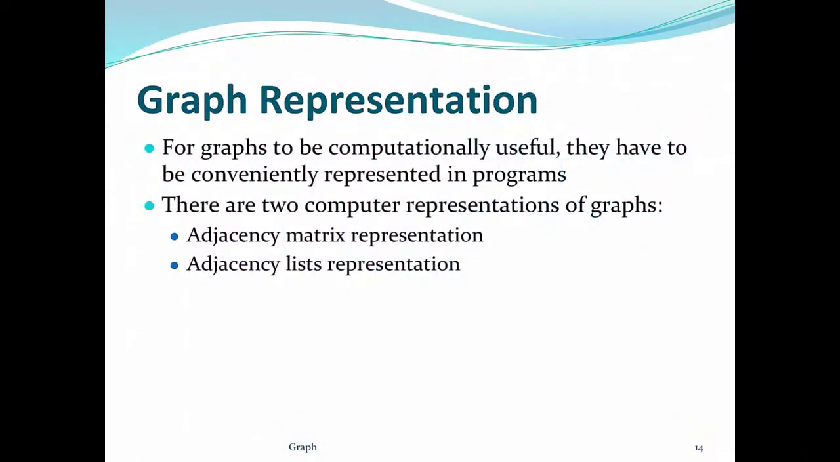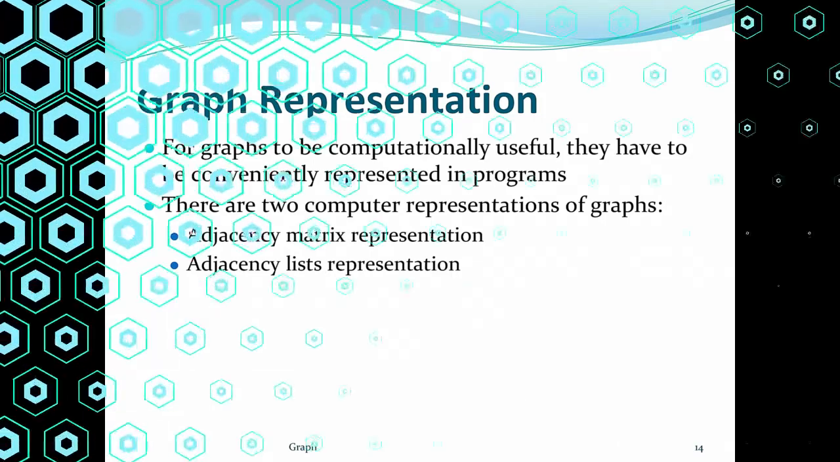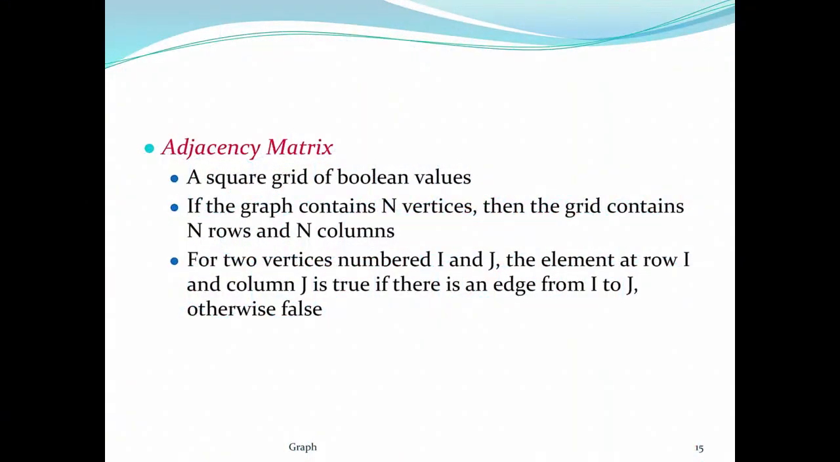Graph representation. For graphs to be computationally useful, they have to be conveniently represented in programs. There are two computer representations of graphs: 1, adjacency matrix representation, 2, adjacency lists representation. An adjacency matrix is a square grid of Boolean values. If the graph contains n vertices, then the grid contains n rows and n columns. For two vertices numbered I and j, the element at row I, column j is true if there is an edge from I to j, otherwise false.